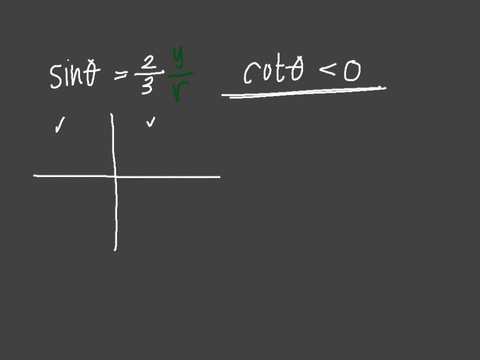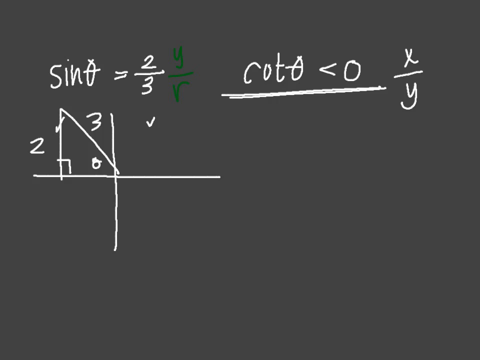So where is cotangent going to be negative? Well, think about cotangent is x over y. It's going to be negative when they have opposing signs. So that is not quadrant 1. That's going to have to be quadrant 2 where x is negative and y is positive. So there's my triangle. I know my y value is 2 and I know my r value is 3.